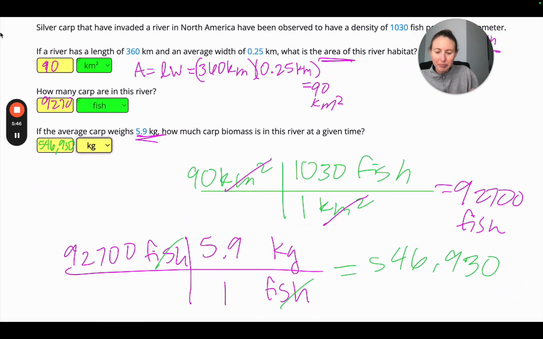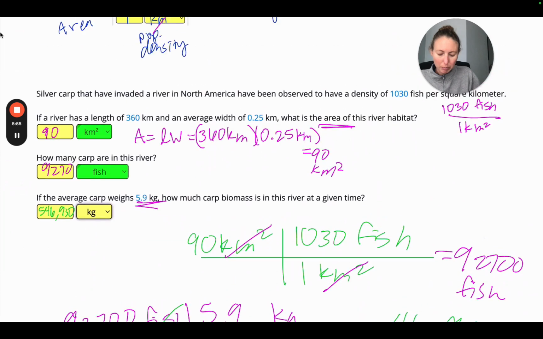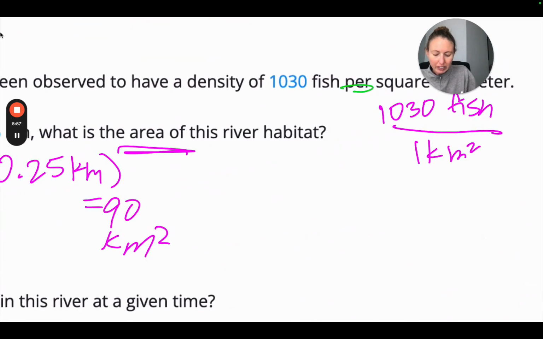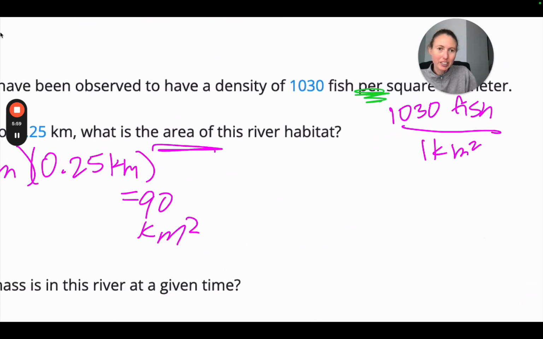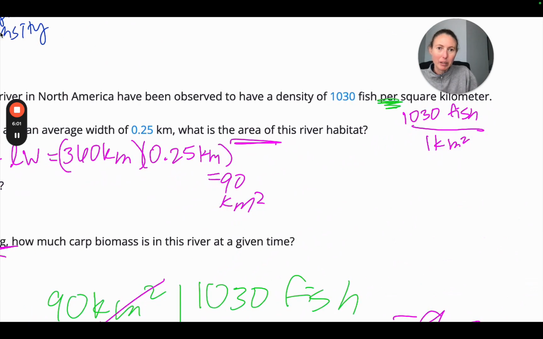Okay, so that's it. That's some examples of using unit analysis to solve these population density problems. My last tip is just to, again, keep looking for these per words to see when you should be setting up a unit fraction for a unit analysis problem.